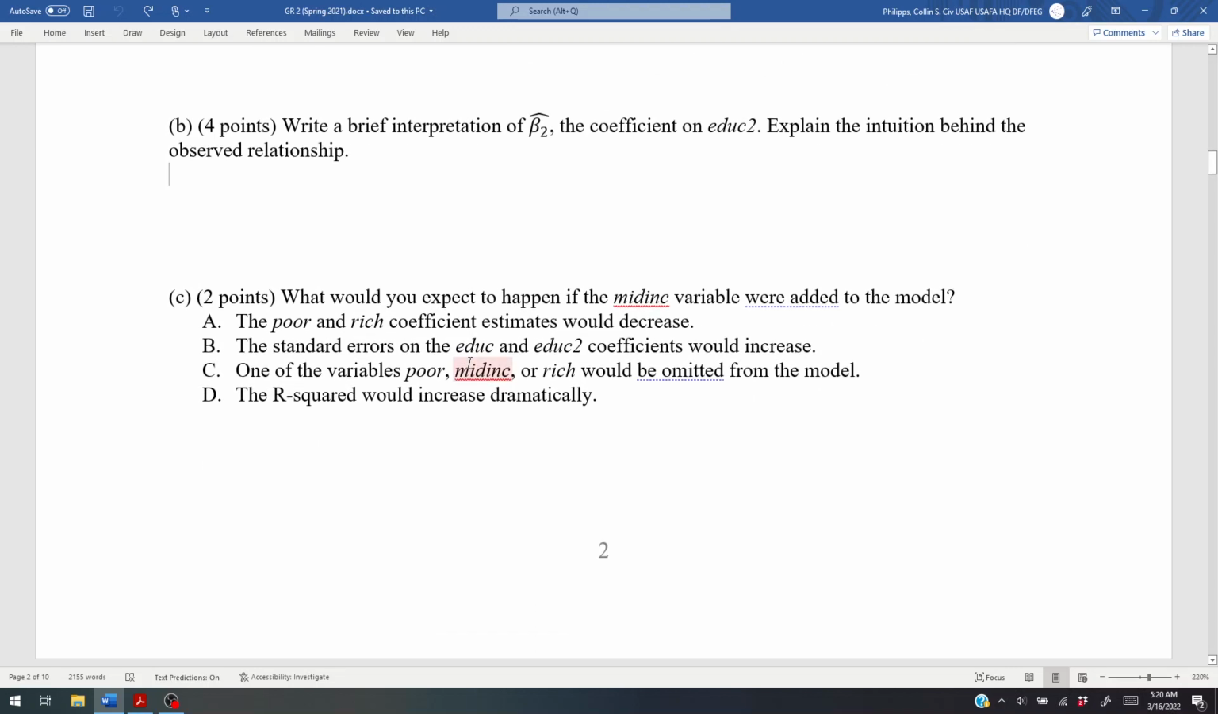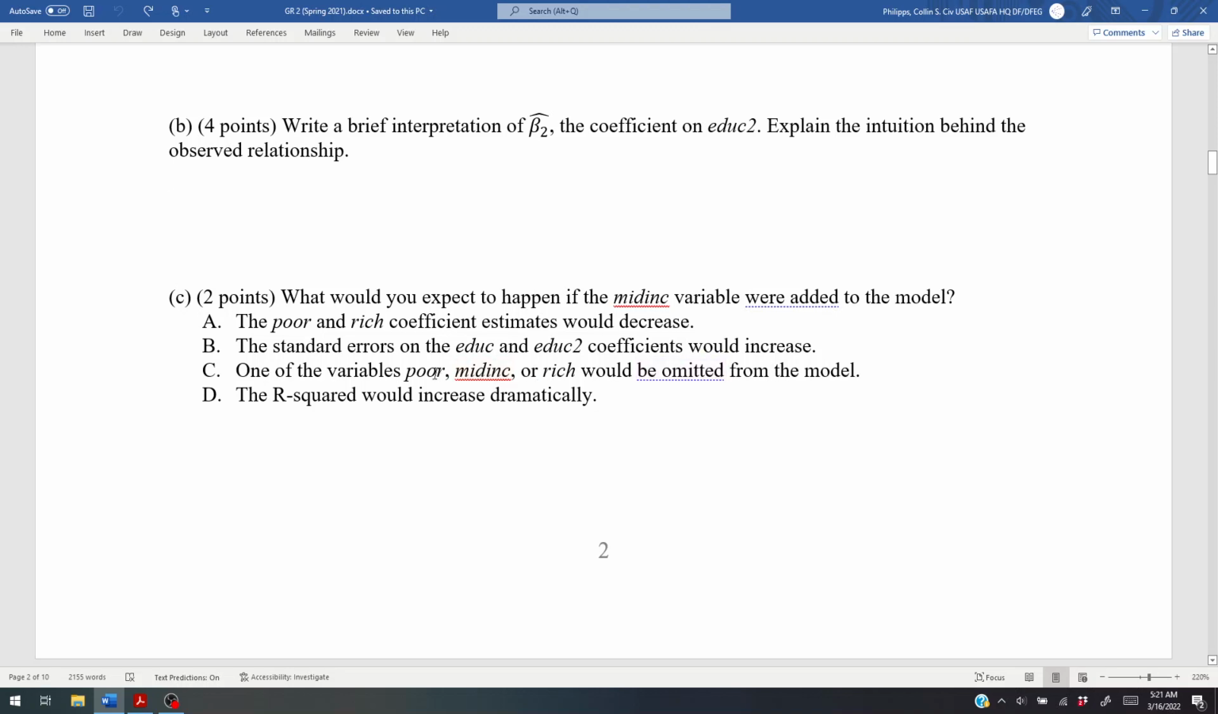What would you expect to happen if mid-inc were added to the model? Well, I guess I already gave this one away. Would the poor and rich coefficient estimates decrease? No, not necessarily. Would the standard errors on the education and education squared coefficients increase? Not necessarily. One of the variables, poor, mid-inc, or rich, would be omitted from the model.